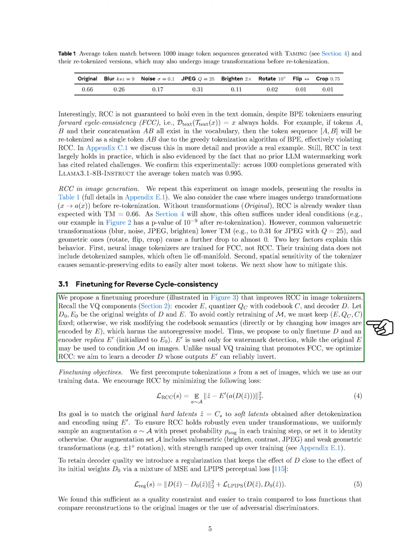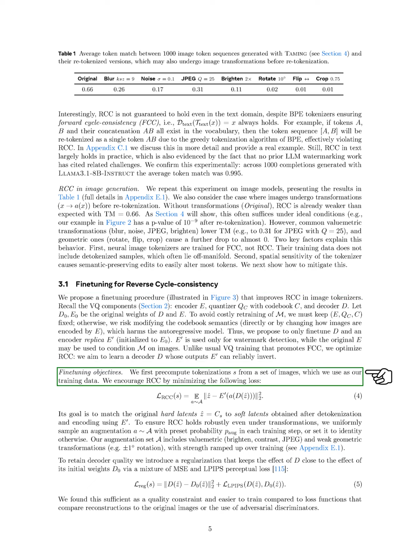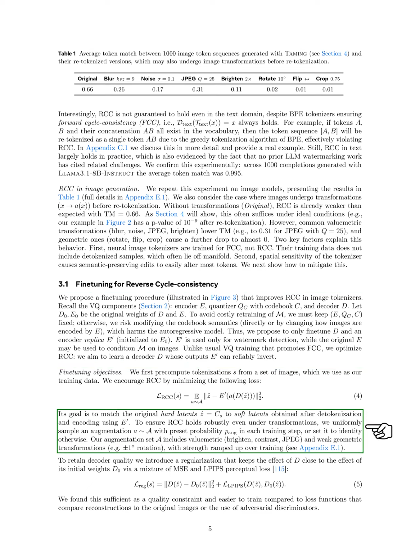Our goal is to optimize RCC by training the decoder so that its outputs can be reliably inverted by the encoder replica. For our fine-tuning objectives, we first pre-compute tokenizations from a set of images to use as training data. We encourage RCC by minimizing a loss that matches the original hard latents to the soft latents obtained after detokenization and encoding. To ensure robustness under transformations, we apply random augmentations during training, which include brightness adjustments, contrast changes, and weak geometric transformations like rotation. We gradually increase the strength of these augmentations throughout the training process.